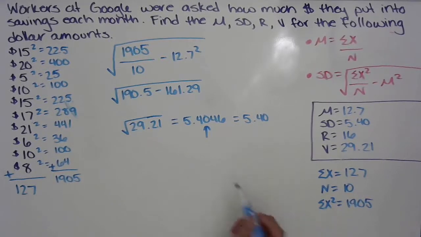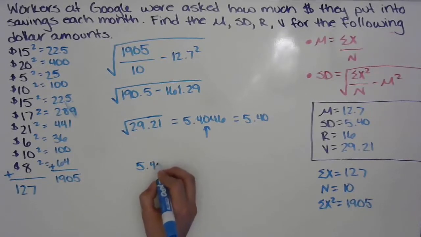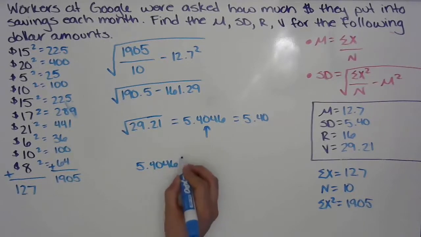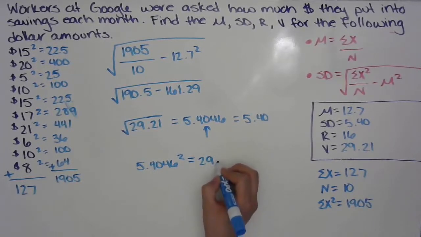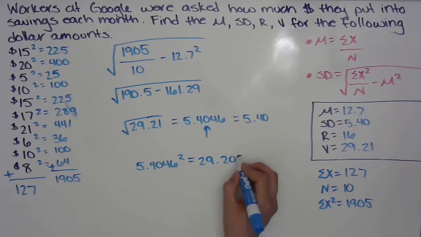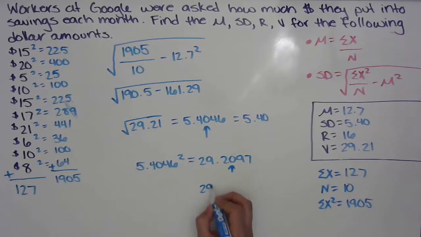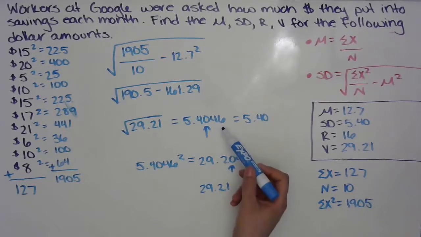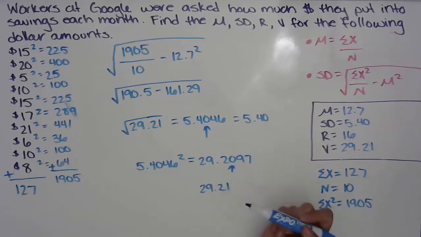So if you take this value here, 5.4046, and you square that, that is going to give you 29.2097. We round to this. So since that's above a 5, that gets bumped up one more. So we have 29.21. So that's why the variance is called the mean squared deviation, because this is our calculated deviation and we square that to get the variance over here.